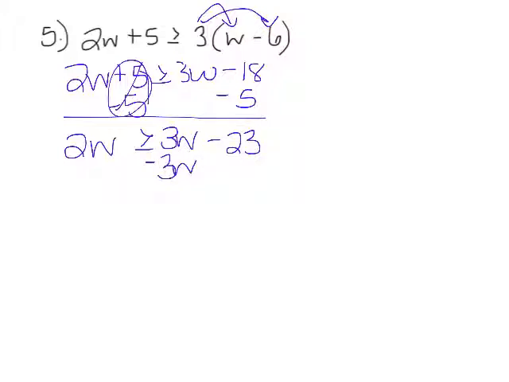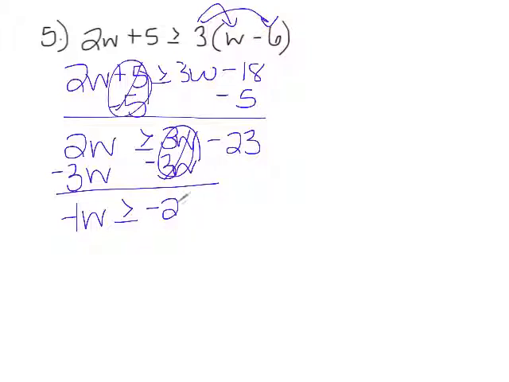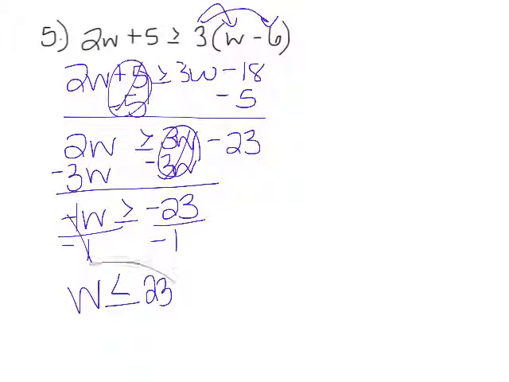I need to make sure that w is on its side by itself. So I get negative 1w is greater than or equal to negative 23. I'm going to divide by negative 1 so that w, and don't forget to flip your sign, w is less than or equal to 23.